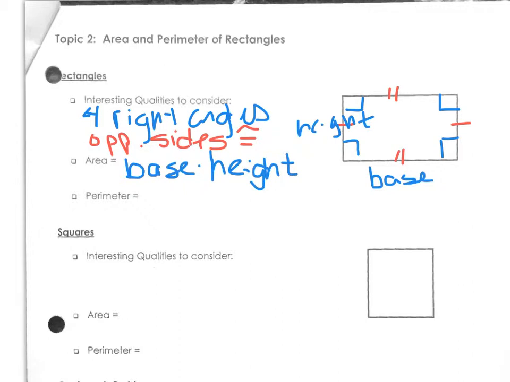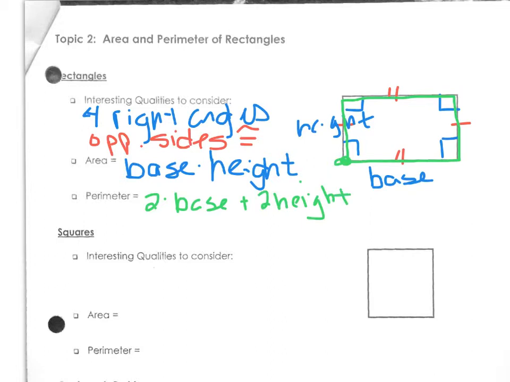So for the perimeter, remember to find perimeter, we start at one corner and we just take a walk around each side. And so the idea is that there's going to be 2 bases, and we're going to add to that 2 heights. Okay, so I think pretty easy to understand.